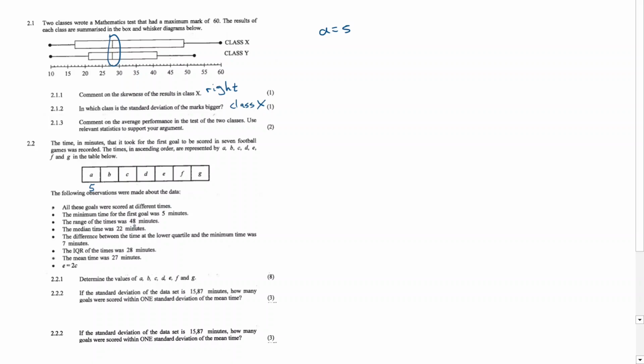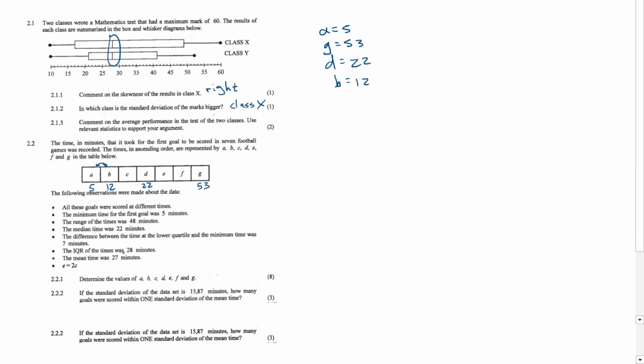The range was 48, so that means highest minus lowest would be 48, so G would have to be 53. The median time, which is bang in the middle, which is D, was 22, so D is 22. The difference between the time of the lower quartile and the minimum value was 7. So between these two, the gap was 7. So that would put B at 12.